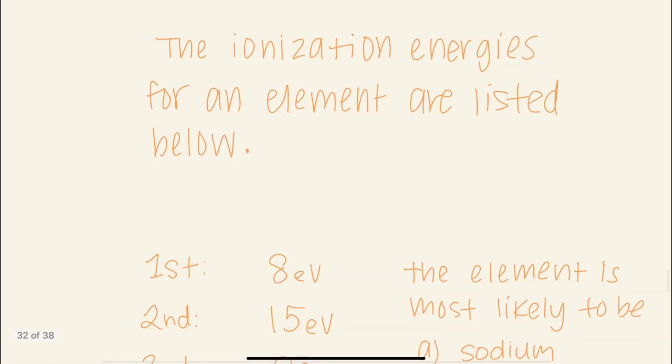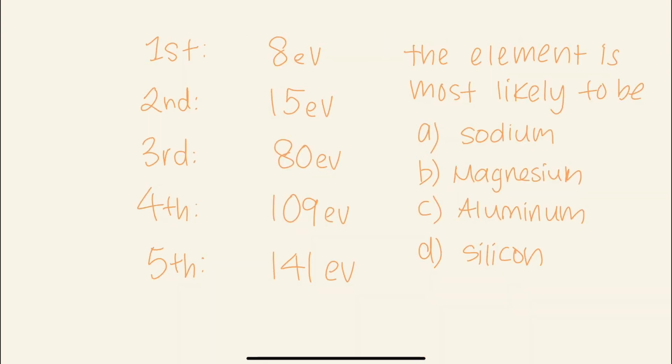The third to last practice problem we have is the ionization energies for an element are listed below. The element is most likely to be sodium, magnesium, aluminum, or silicon. So pause the video. If you got B, you are correct. So the biggest jump here we have is between the second and third ionization energy. It must have taken a significantly larger amount of ionization energy to remove the third electron.